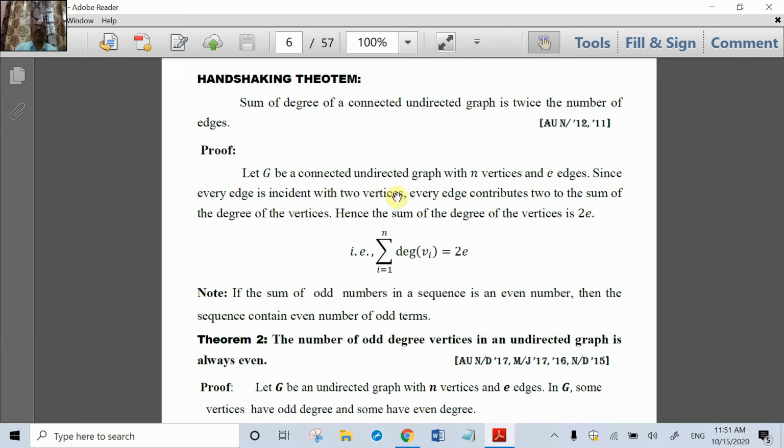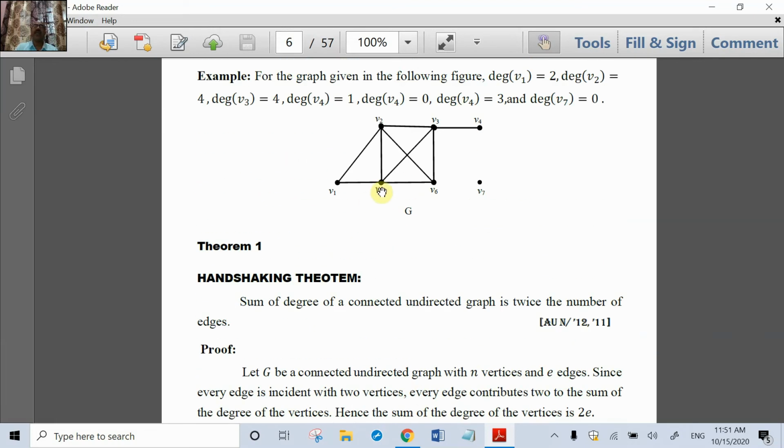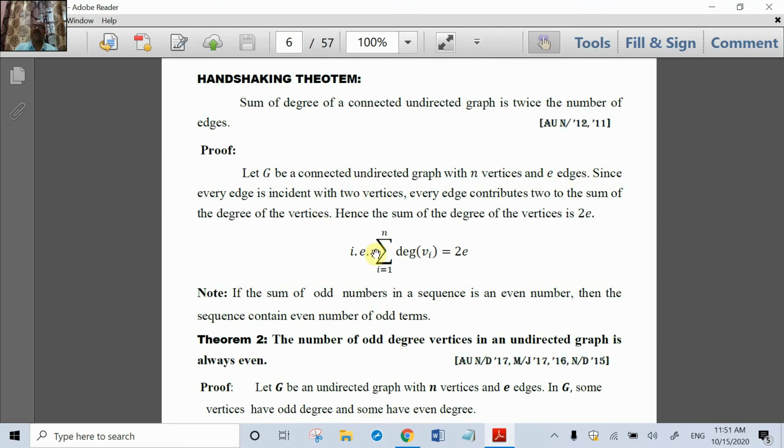Proof: let G be a connected undirected graph with n vertices and e edges. Since every edge is incident with 2 vertices, see, if you compute the degree for this V5, this edge occurs. Similarly, in the degree of V1, this edge occurs. Therefore, one edge occurs in computing 2 vertex degrees. Therefore, whenever you take the sum of the degrees, you get twice the number of edges.